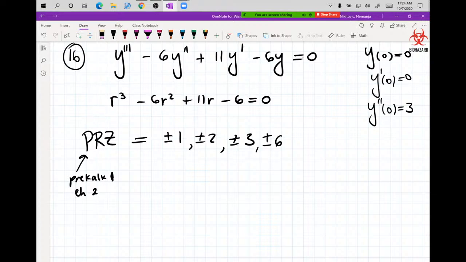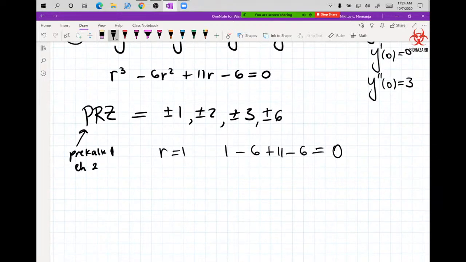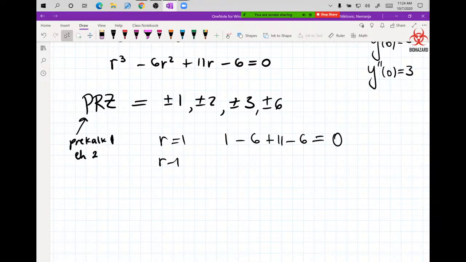And you literally pick any one of these numbers and see when you plug that number in if it's going to give you 0. So let's say r equals 1, just to be cheap, right? R equals 1. That's going to be 1 minus 6 plus 11 minus 6, oh, I got it. 0. Yes. Okay. I hit gold over here. So if r equals 1 is a root, then r minus 1 is a factor, and I can use long division. Awesome.